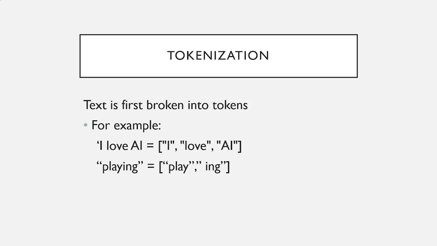Let's start with the very first step, tokenization. AI models don't read full sentences like we do. They break text into smaller chunks, called tokens. For example, "I love AI" might get divided into "I", "love", and "AI". But sometimes it goes even smaller. "Playing" might become "play" and "ing". This is done because computers work better with smaller, structured units. Tokenization is like breaking a paragraph into Lego pieces so the model can process it.